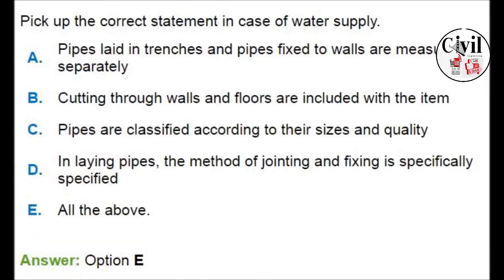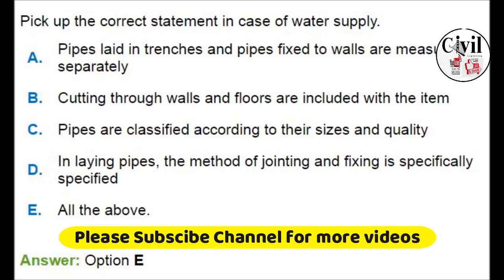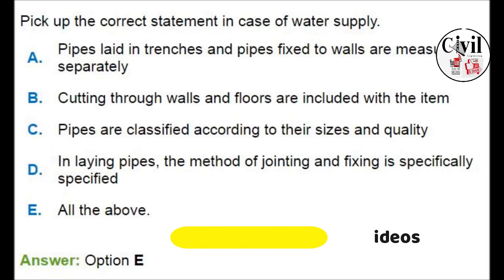Pick up the correct statement in case of the water supply. In all these cases, pipes are laid in trenches and pipes fixed to the walls are measured separately. Cutting through walls and floors are included in the item. Pipes are classified according to their sizes and quality. In laying pipes, the method of jointing and fixing is specifically specified. So all these options are correct.